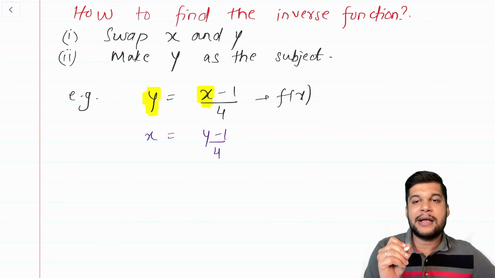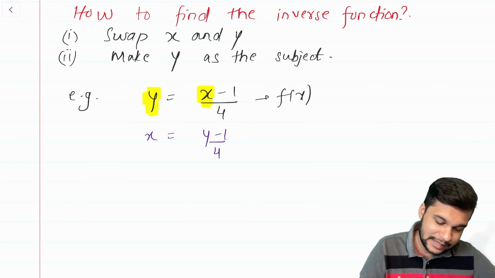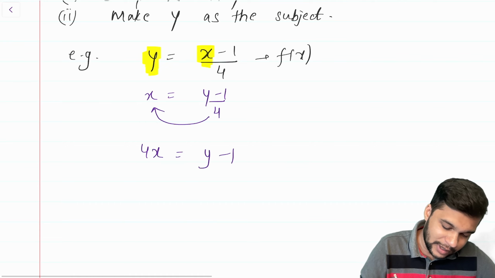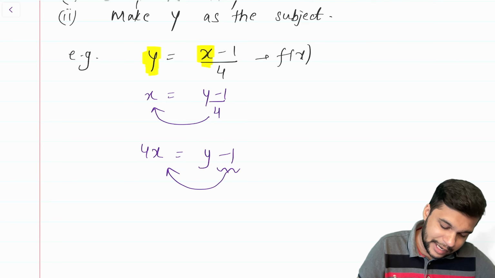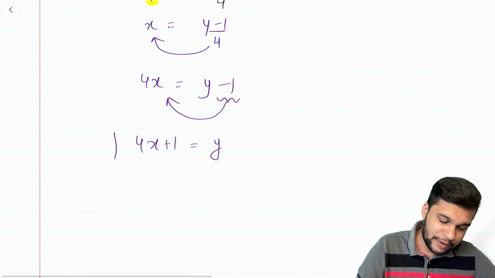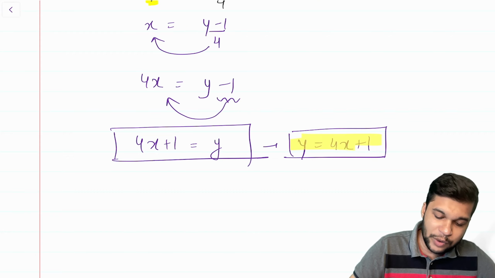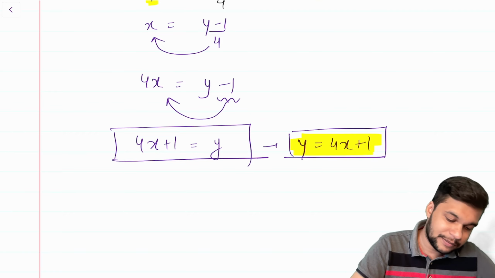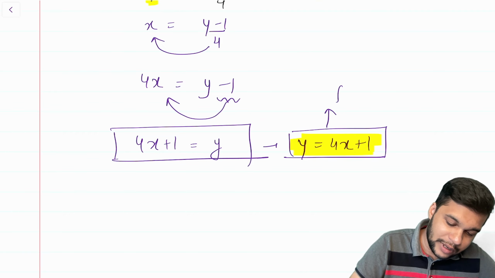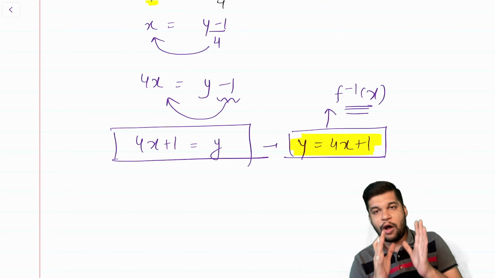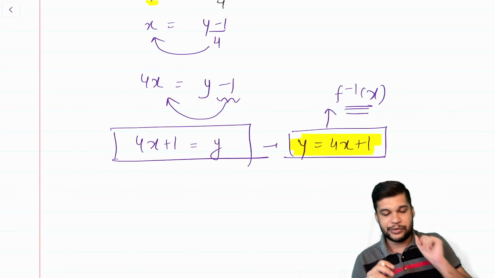Okay. Now you have to make y the subject. So let's solve. Take 4 on the other side. So this becomes 4x equal to y minus 1. Shift minus 1 on the other side. So it becomes 4x plus 1 equal to y. So you can write this as y equal to 4x plus 1. This is your f inverse of x. So you swap x and y and then you make y the subject.